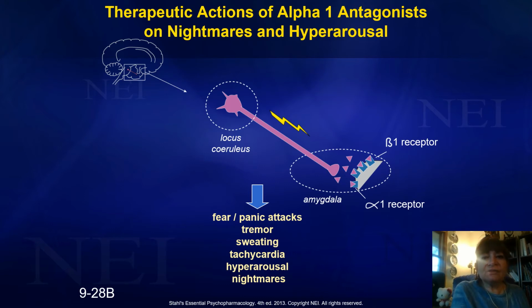So nightmares and hyperarousal are typical of not only chronic anxiety, but even more so of PTSD. Norepinephrine is the neurotransmitter most implicated in physiological arousal, things such as nightmares. And by inhibiting the activity of the norepinephrine, that will result in reducing the physiological symptoms. And so that person will not be awakened by a nightmare in the middle of the night.